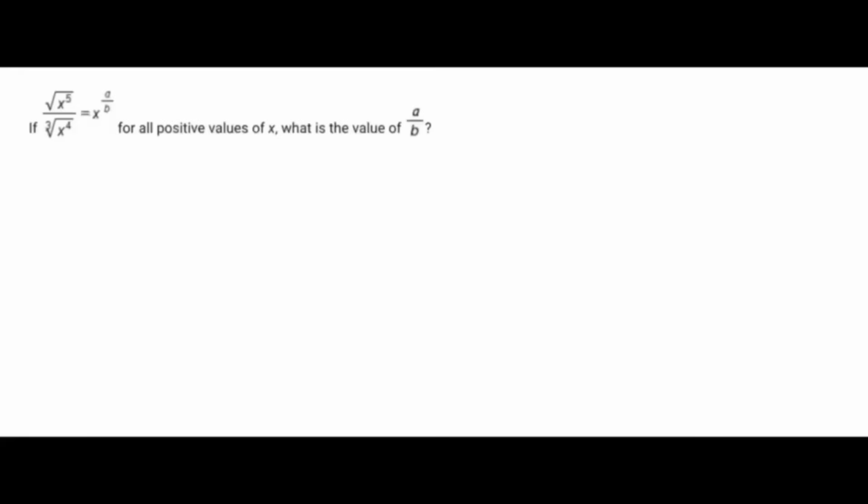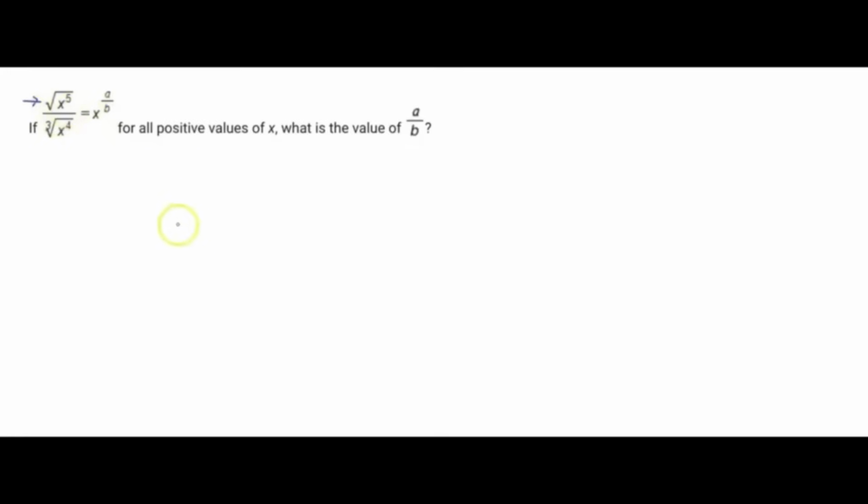If square root of x to the 5th over cube root of x to the 4th equals x to the power of a over b for all values of x, what is the value of a over b? So first off, for this radical up here, for both of these radicals actually, we can simplify it and rewrite it.